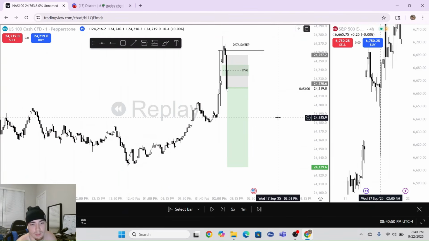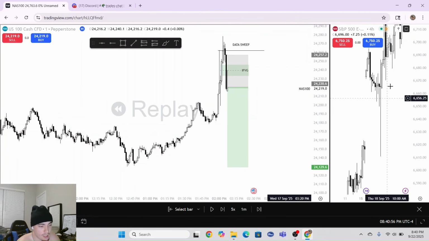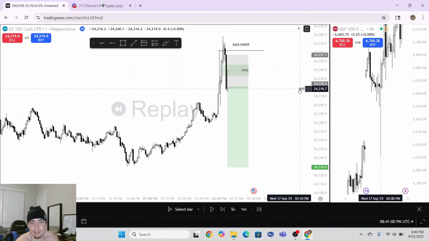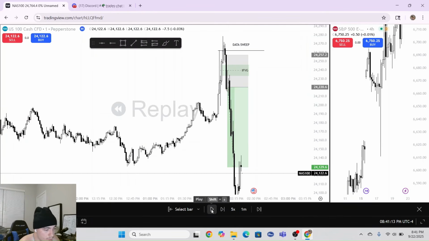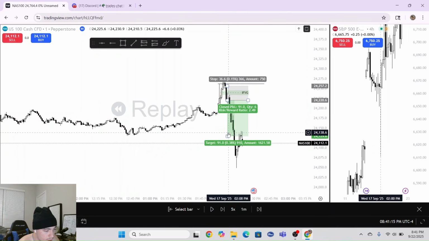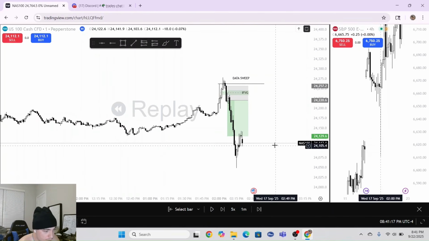All of my confluence here. These are the confluence, guys. By the way, bearish SMT. You can't see it with ES because I don't have replay trading, but there was a bearish SMT on the high time frame. Then we get the data sweep, and then we get an IVG to the downside. Entry right off that. Let's see exactly how it played out. Boom. Just like that, boys. 91 points in 5 minutes.